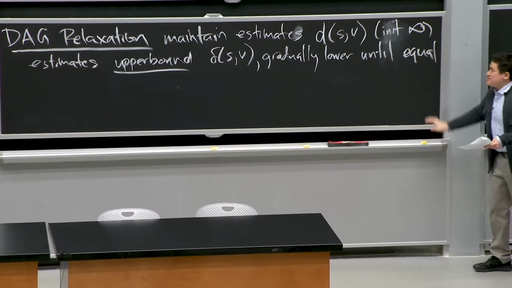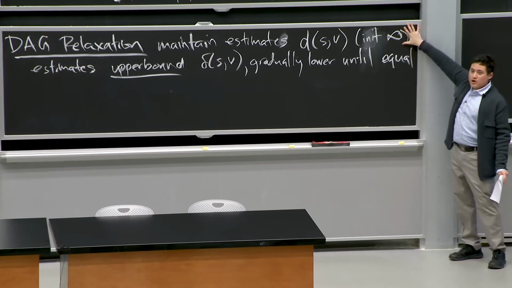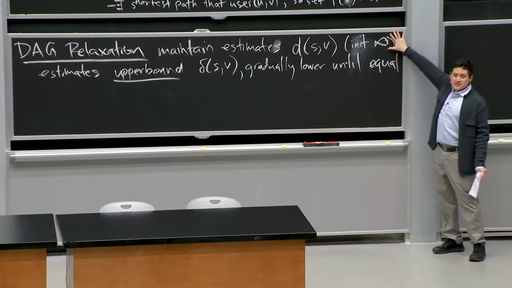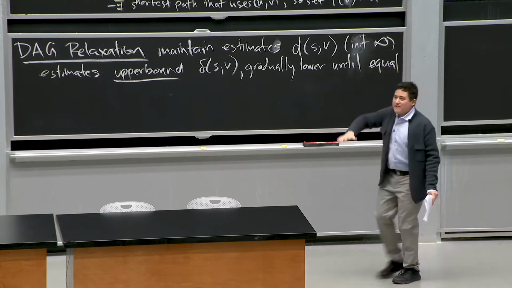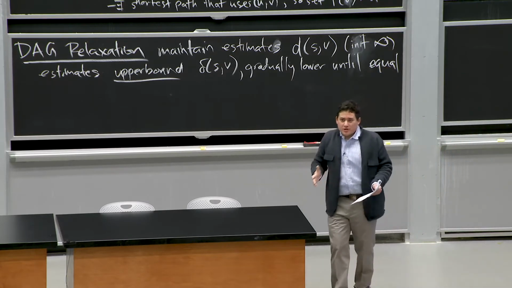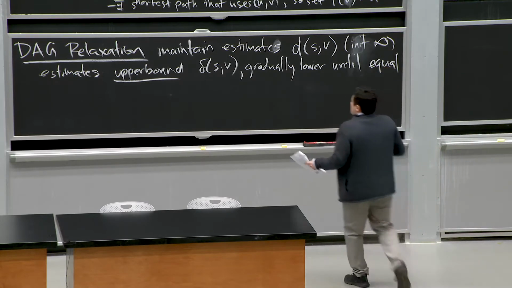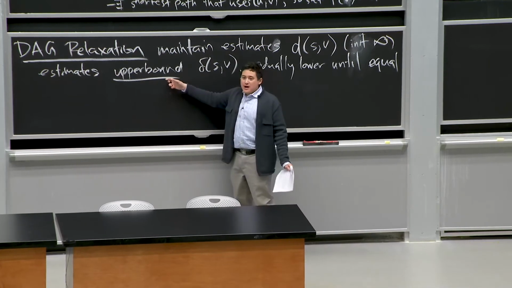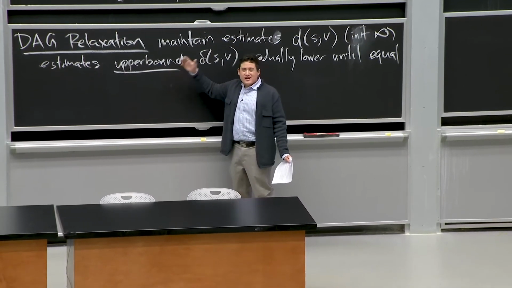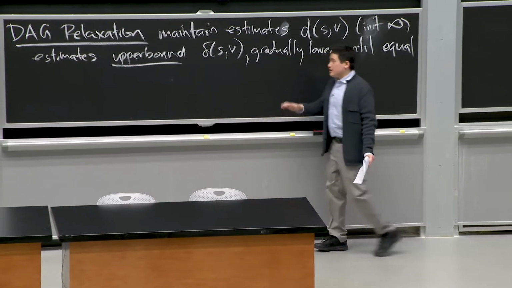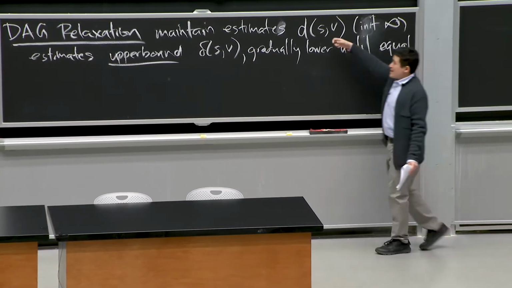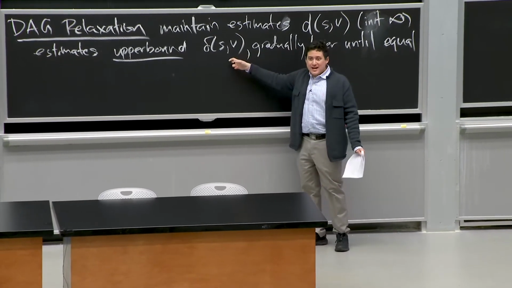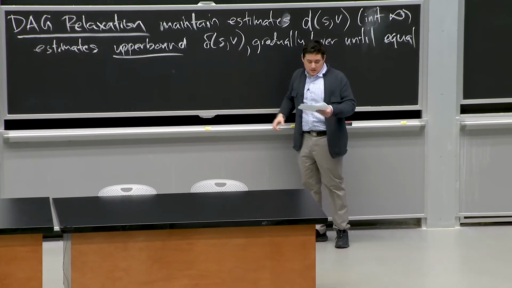Okay? So this is the idea. We start from an overestimate, an upper bound on the distance estimate. And then we're repeatedly going to lower that value as we gain more information about the graph, maintaining that we're always upper bounding the distance. And we're going to keep doing it until, as we will try to prove to you, these estimates reach down all the way to our shortest path distances.